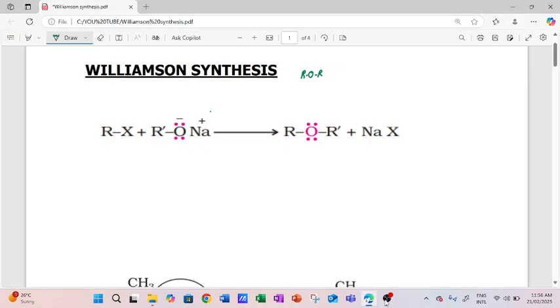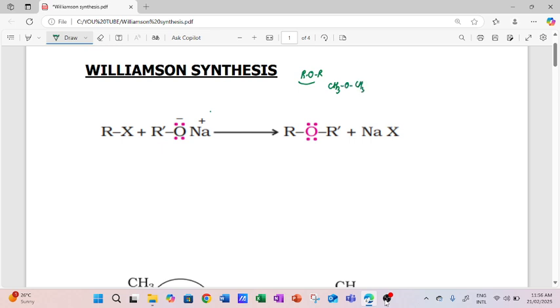Hi friends, today let's learn about Williamson's synthesis. Williamson's synthesis is the preparation of ether. Ethers are organic compounds with the general representation ROR: an alkyl group, for example CH3, then an oxygen atom, and then another alkyl group.